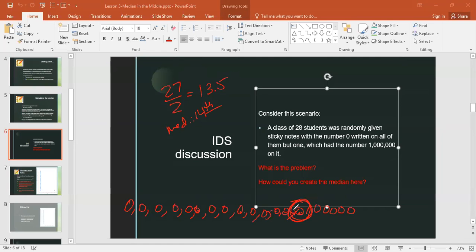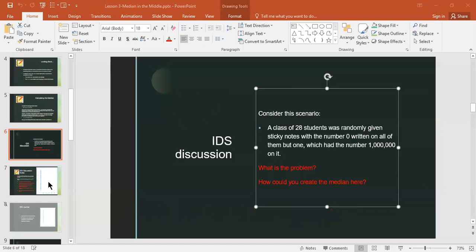There's my median, right? And then I have a bunch of other zeros here, and then I get to the million. But either way, there's 27 zeros. So the 14th number in the order is going to be 0, right? I can do this visually as well.